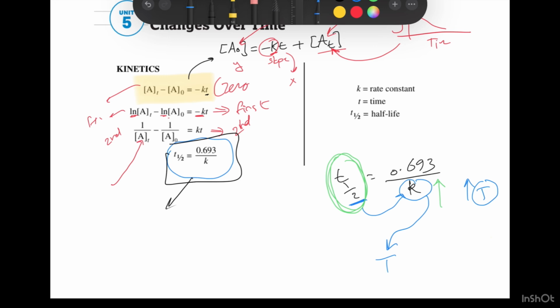And that's why, if you just remember, if we increase the temperature of a reaction, the reaction becomes faster. And if it becomes faster, it takes less time to proceed. So this is another thing that you have to keep in mind.